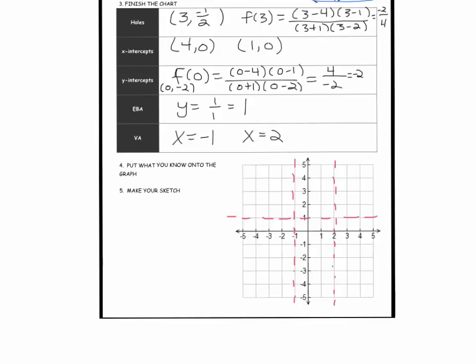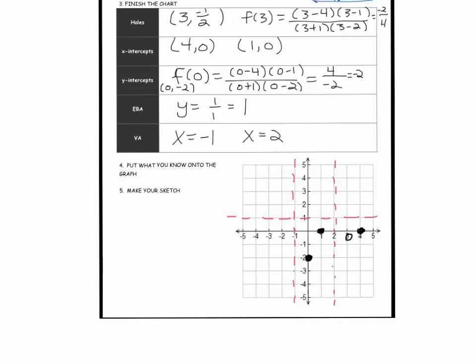Now I'm going to plot some of these points. I know I've got x-intercepts at 4, 0, and 1, 0, and a y-intercept at 0, negative 2, and a hole at 3, comma, negative 1/2. That would be right there. I want to make sure that looks like a hole and not a point on the graph, so I'll make that an open circle.